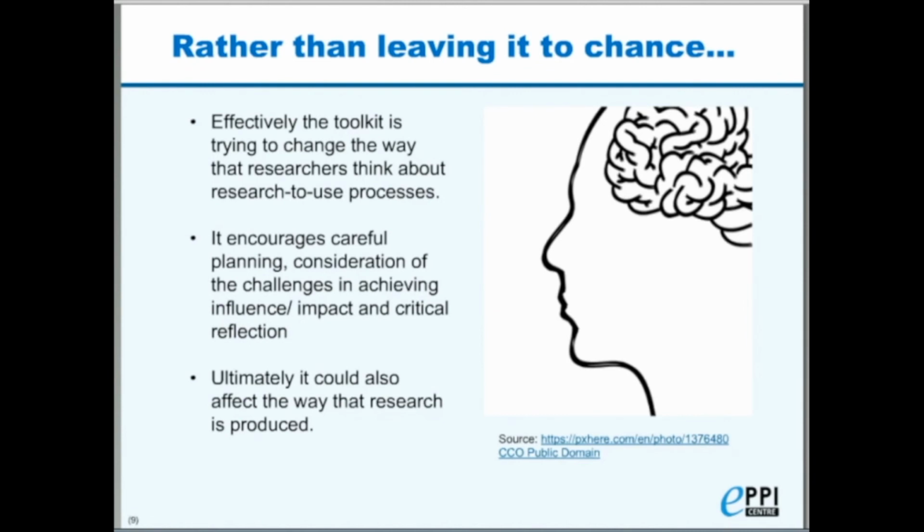The final section, evidence claim, urges researchers to reflect critically on the suitability of research findings to inform policy and practice. So if the research is used across departments or universities or even more broadly than at this institutional level, the toolkit could change the way that research is produced by strengthening shared understanding of research to use processes.